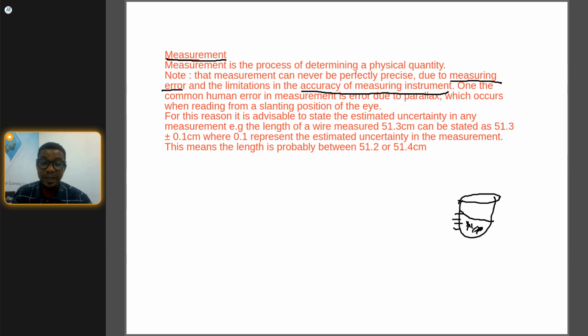So that is also an error that makes our measurement not precisely perfect or perfectly precise. An error called human error, and that is error due to parallax. Is that taken? So we are going to look at some instruments used for measuring some objects. Like we take the first one, instrument used for measuring the quantity length, instrument used for measuring volume, and so on and so forth.